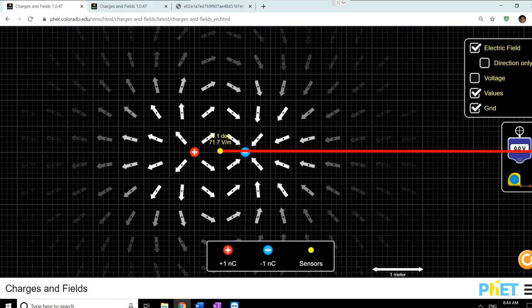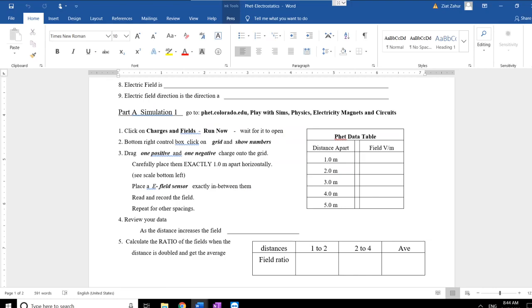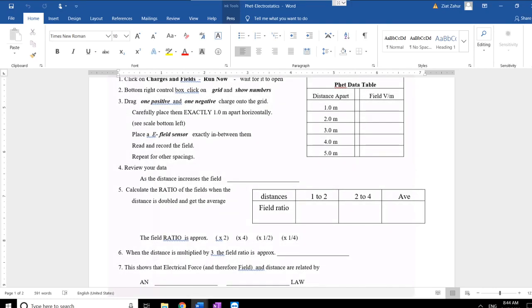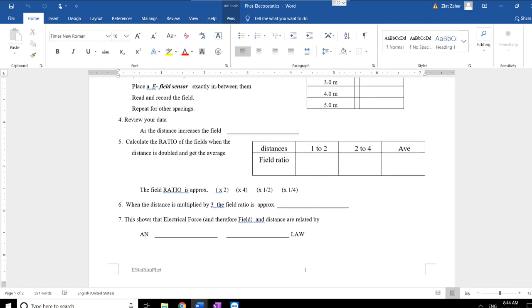All right, so that's simulation 1. Using this, you should be able to answer all of these questions. Write down the values in your field, volts per meter, and then the ratios. Calculate the ratio of the field when the distance is doubled and get the average. So you double the distance, of course, you get 1/4 of the field, 1/4.